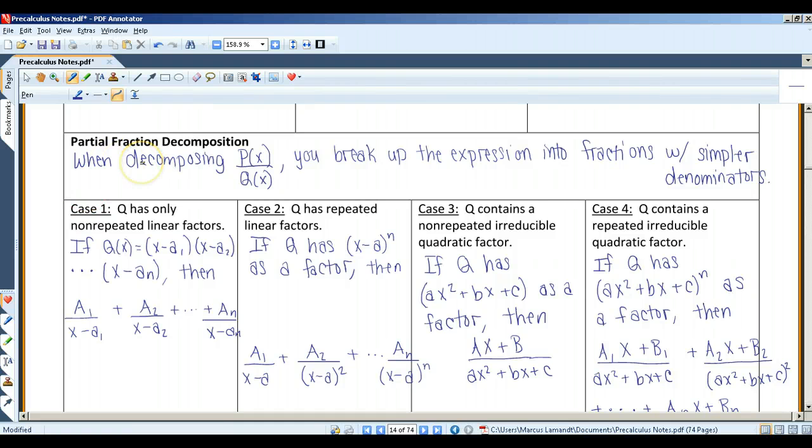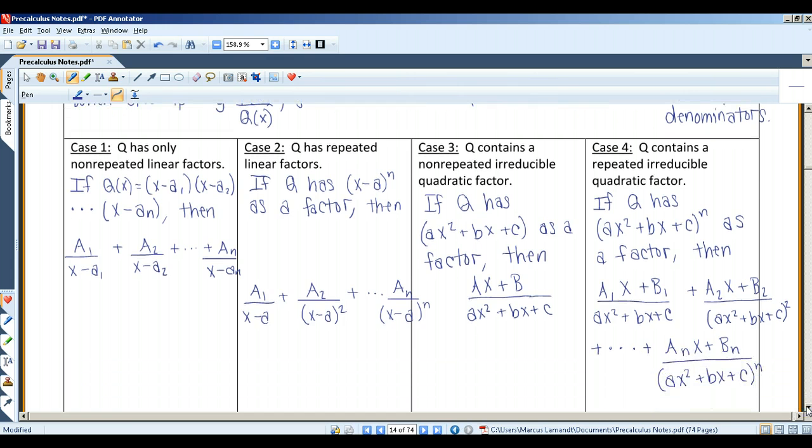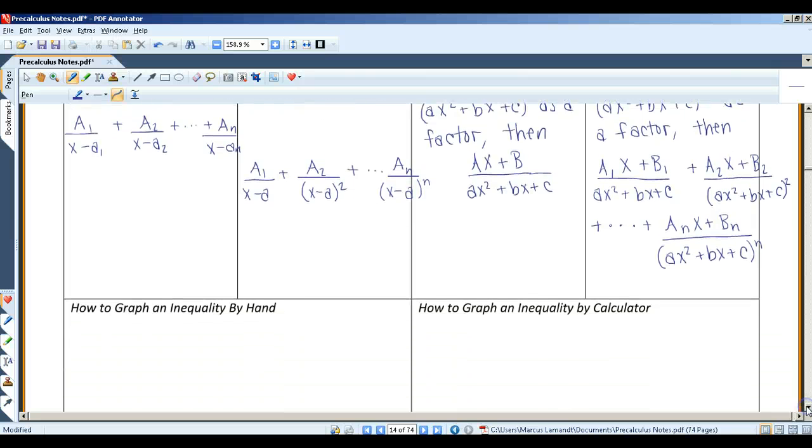Decomposing a rational expression into a sum of partial fractions is important in solving certain types of calculus problems. There are 4 different cases you need to consider during partial fraction decomposition. Go ahead and write this down. Once again, I think you guys really need to see an example, so just copy it down and we will do some examples of this in class. Okay?